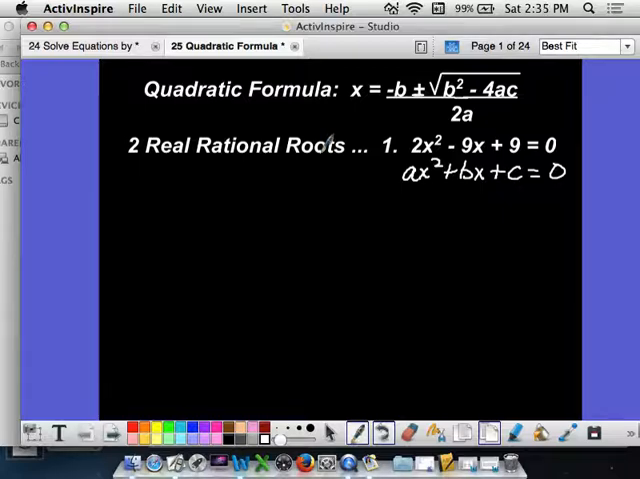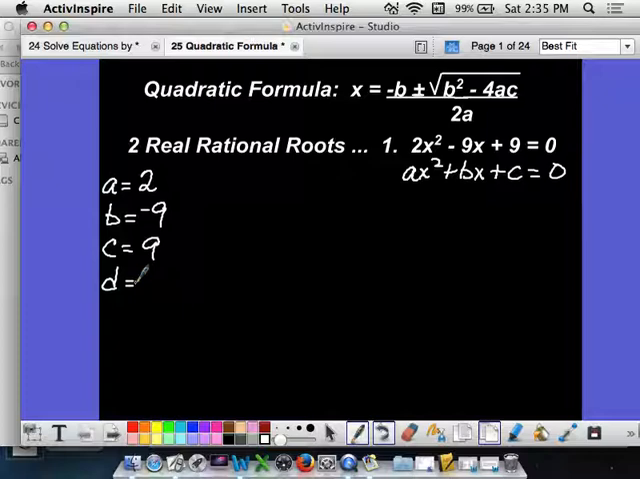We have our equation, 2x squared minus 9x plus 9. We're going to come over to the side, and we're going to say, okay, let's identify everything. A is 2. It's the coefficient of x squared. B is negative 9. It's the coefficient of x. C is my constant. In this case, it is 9. Then I'm going to look for D, which is called the discriminant, and then x, which I'm solving for in my variable.